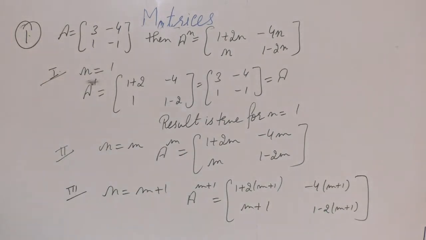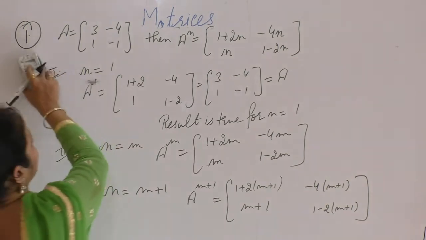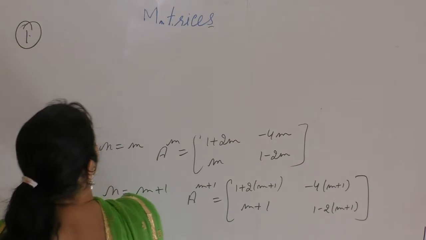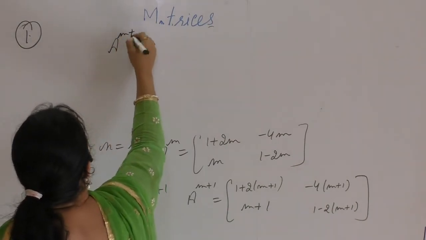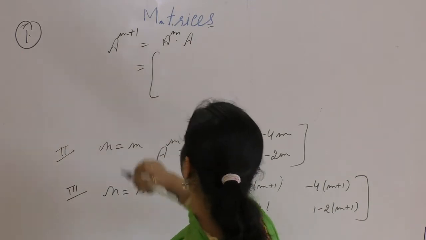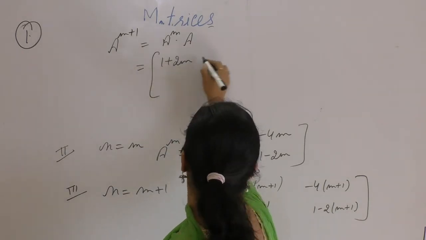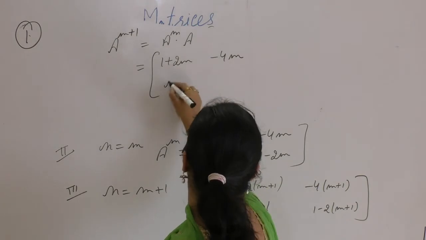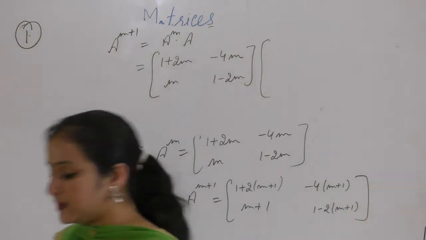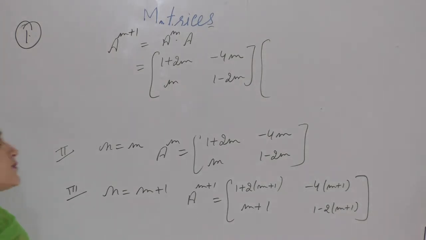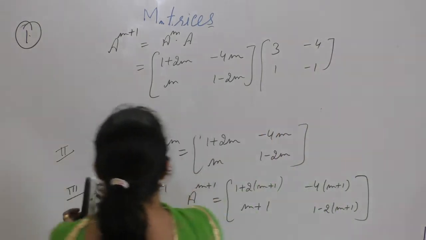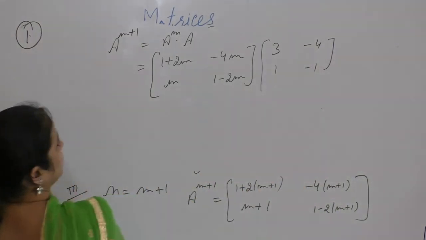A^(m+1) we can write it as A^m into A. A^(m+1) is equals to A^m into A. What is the value of A^m? 1 plus 2m, minus 4m, m, 1 minus 2m. So what is the value of A? 3 minus 4 1 minus 1. Now multiply these two matrices.